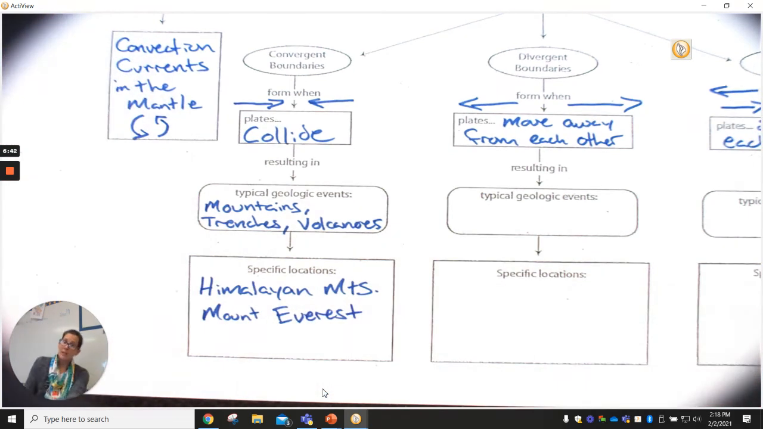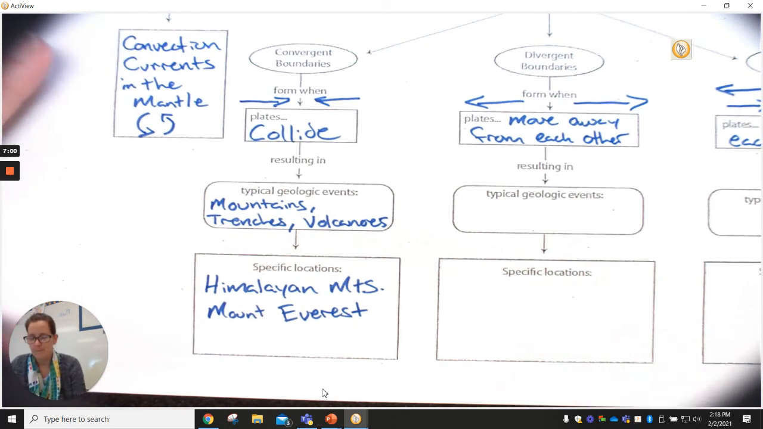So Mount Everest and the Himalayan mountains, they are still converging. Those two plates are still bumping into each other, and those mountains are still being built. They're actually growing about 1 centimeter to 2 centimeters a year in those Himalayan mountains. Kind of cool, right? I think that's just the coolest thing ever.